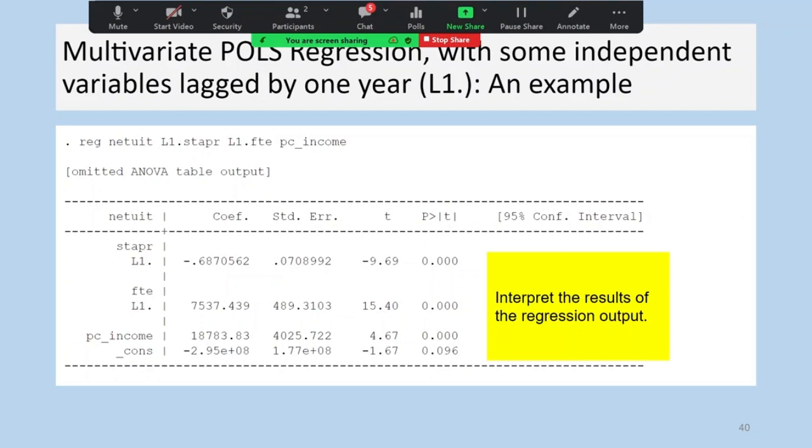How do you interpret this with a lag? The same way you would interpret with the contemporaneous, but you would say based on a previous year. So it would be the same thing, right? There's a negative relationship between net tuition revenue and state appropriation, but for every increase in state appropriations in the previous year, you have this reduction in net tuition revenue by 69 cents. Okay?